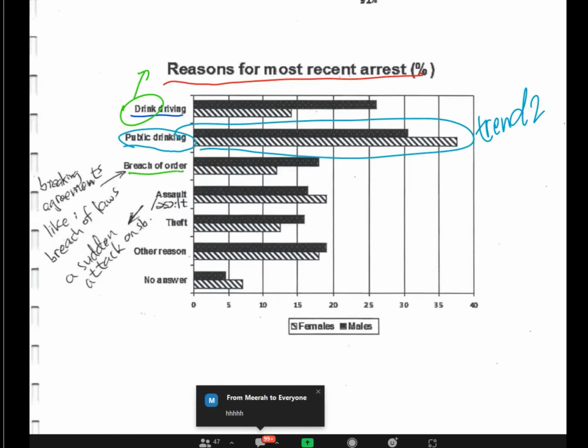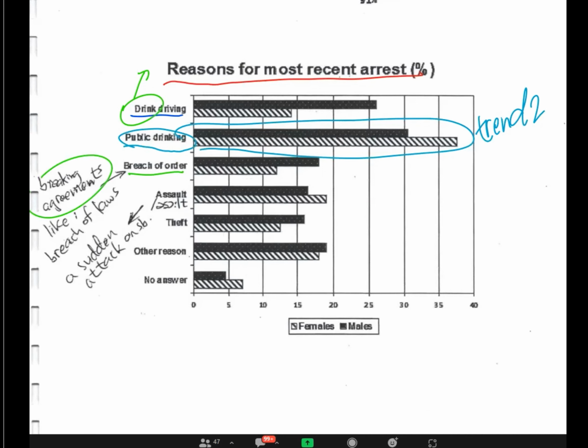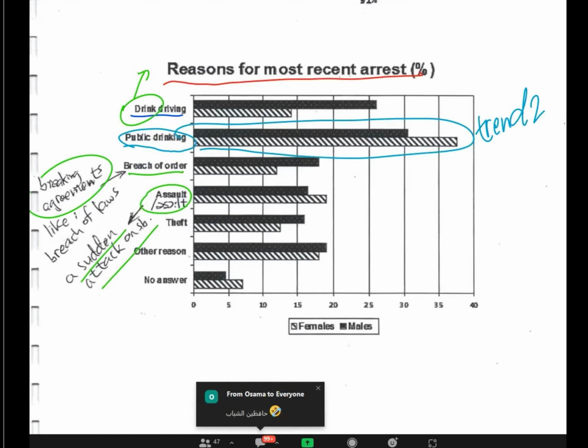Breach of order is when they break the rules. No parking, they park. No smoking, they smoke. Assault, when they attack people suddenly. People are walking and they attack them. They annoy them, so they will shout and call the police. Okay.